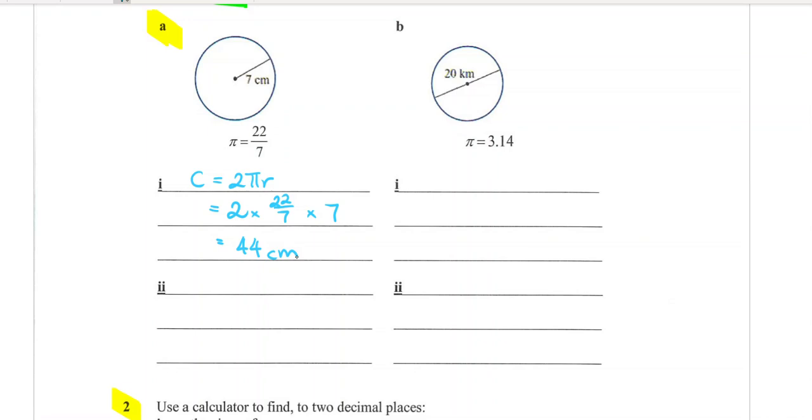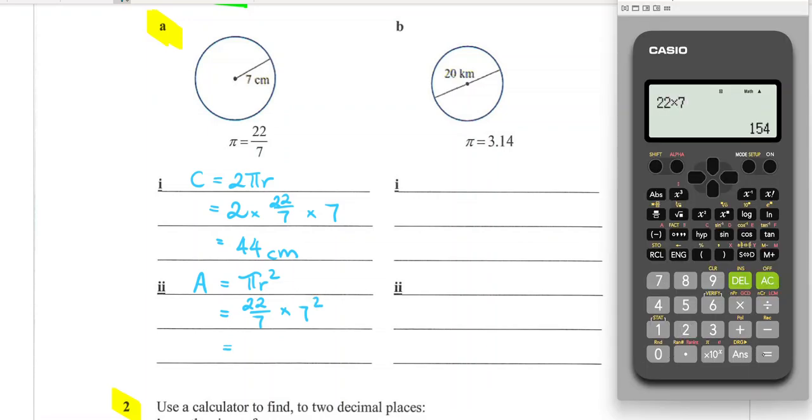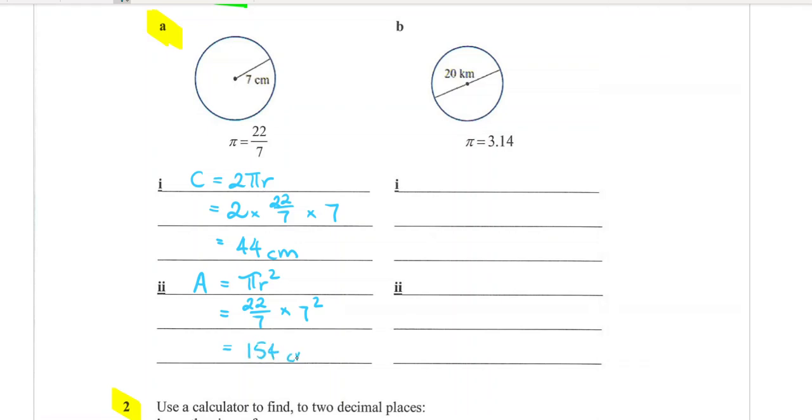Okay, what is the formula for area of a circle? Pi r squared. All right, the radius is 7, but we're still using this 22 over 7 for the pi. 22 over 7 is the pi, and the radius is 7 squared. So it's 22 times 7, which becomes 154 centimeters squared, because that's an area.